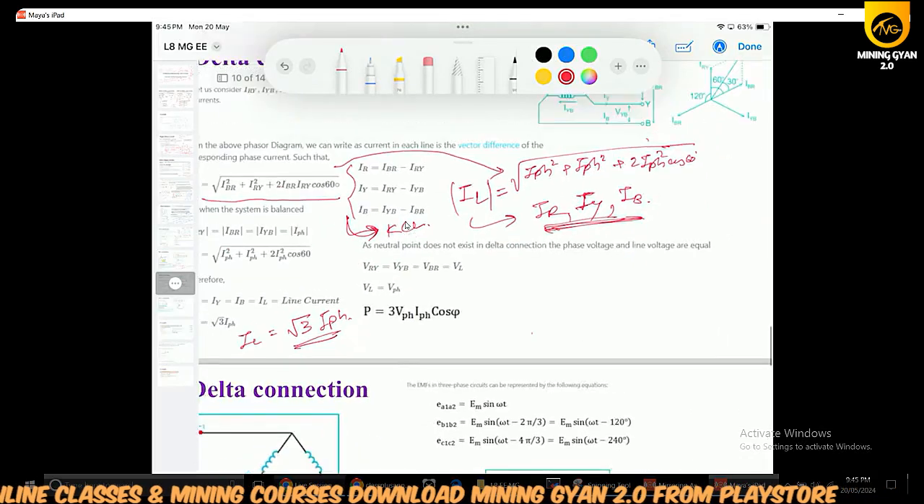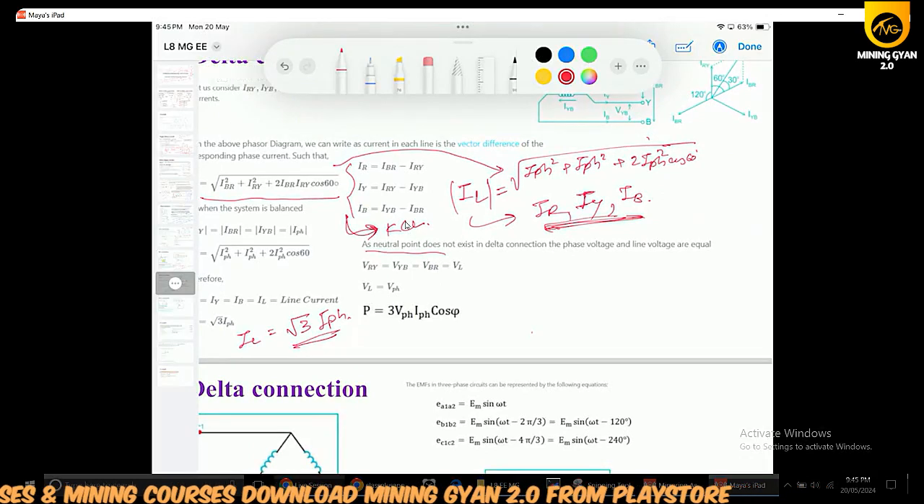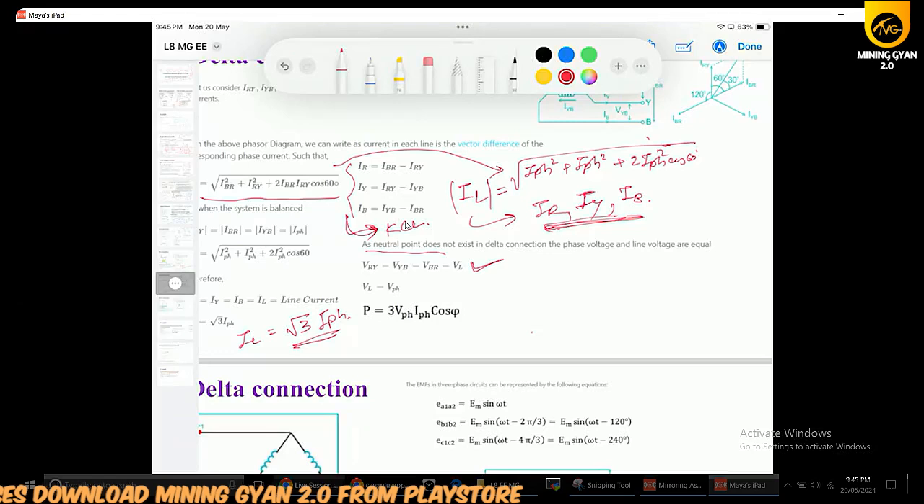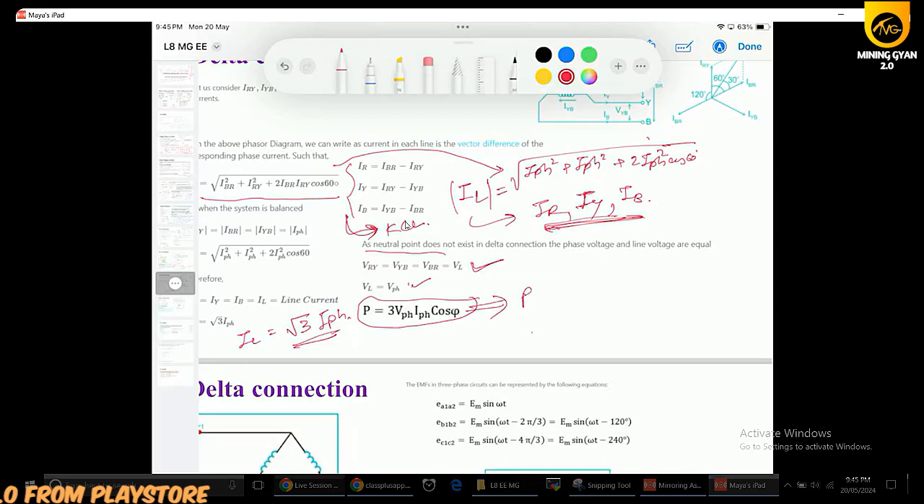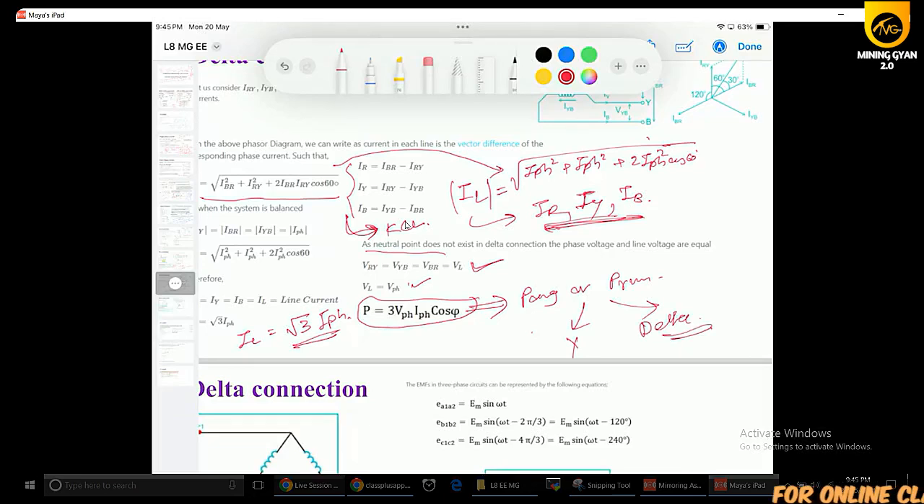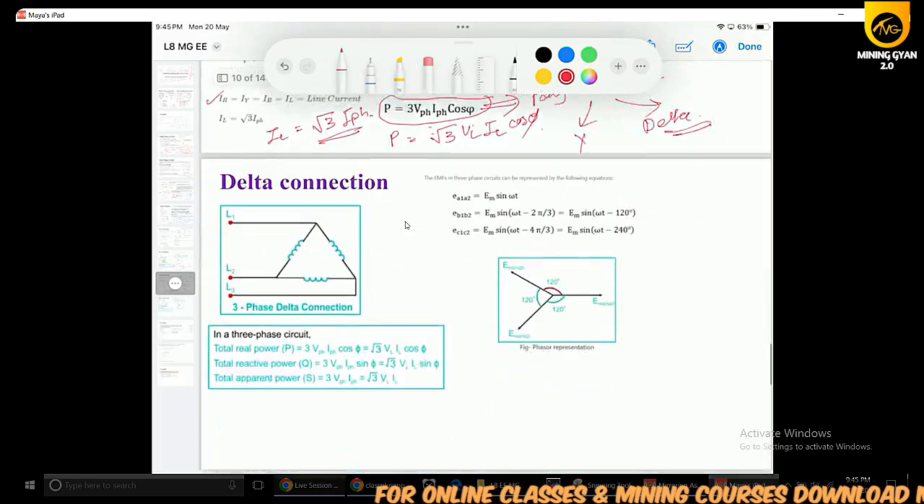In case of a delta connection, there will be no neutral point. The phase voltage and the line voltage will be the same in a delta connection, and the average or RMS power will be the same in both cases, star or delta. That will be 3 V phase I phase cos phi, or P will be root 3 VL IL cos phi. Cos phi is the power factor of the given circuit.